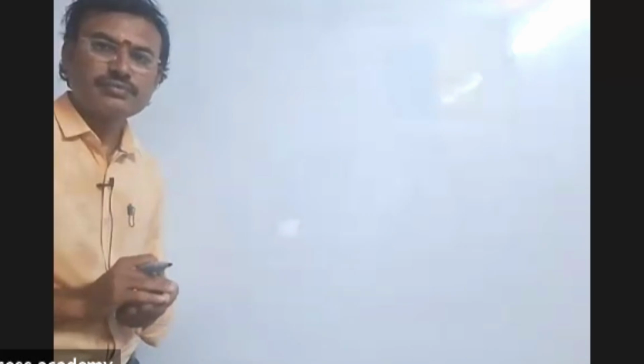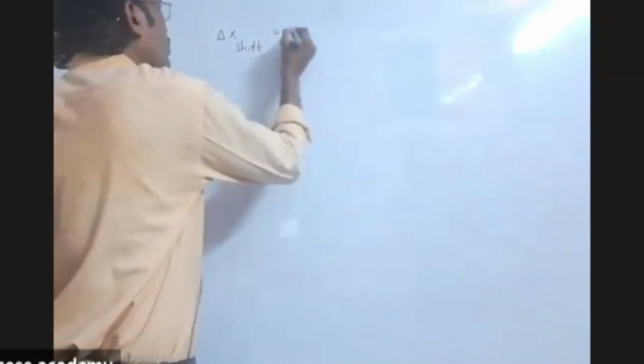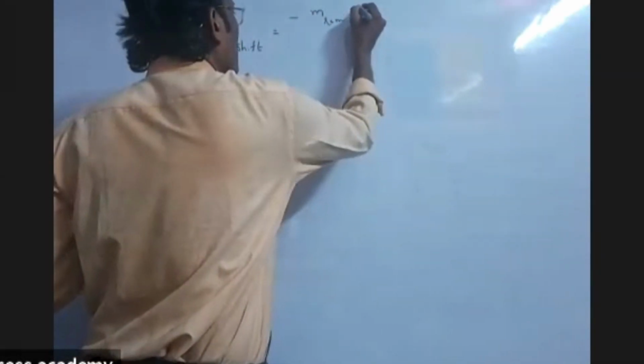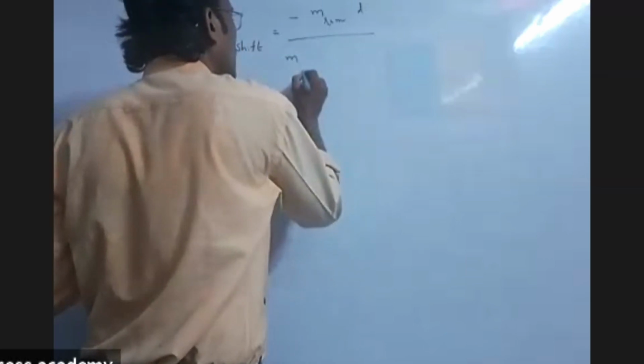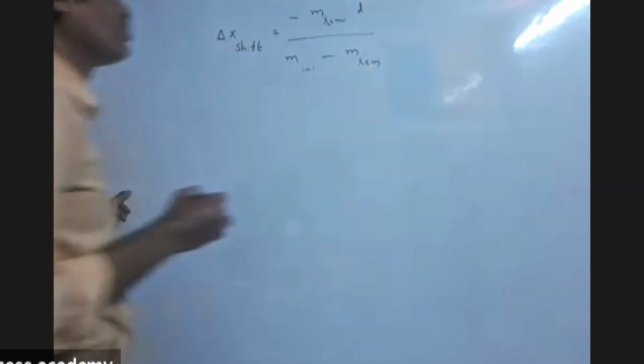Here this topic is related to the removal of mass. Generally, for removal of mass, we need to remember one formula. What is that formula? Shift in the center of mass, delta x shift, is equal to minus m removed into d, the distance between the two centers of mass, by m initial minus m removed. Need to remember this formula.